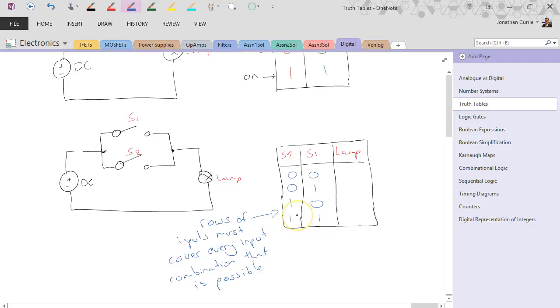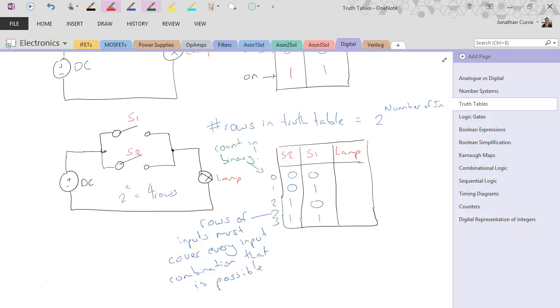An easy way to work out how many rows you're going to require: the number of rows in the truth table equals 2, because we're in binary, base 2, to the power of the number of inputs. In this case, 2 inputs, 2 to the power of 2 equals 4 rows, which is what we've got. If we convert these numbers back to decimal, we get 0, 1, 2, 3. So the easiest way to fill in the truth table for the inputs is to count in binary. That will ensure that you meet every single possible input combination. Filling this one in is not too difficult. If either switch is on or they're both on, the lamp is on. If they're both off, the lamp is off.